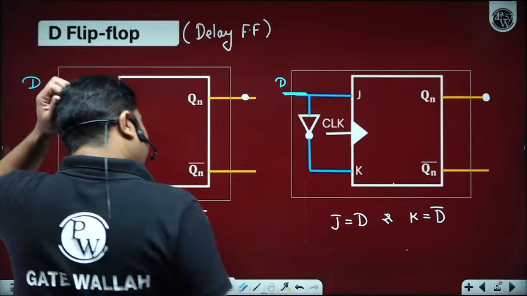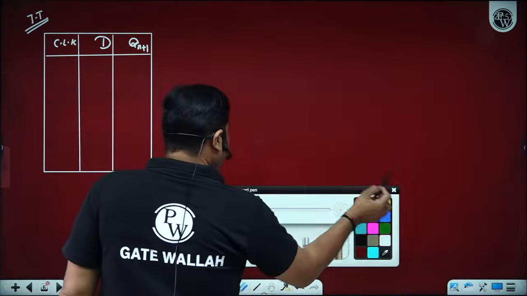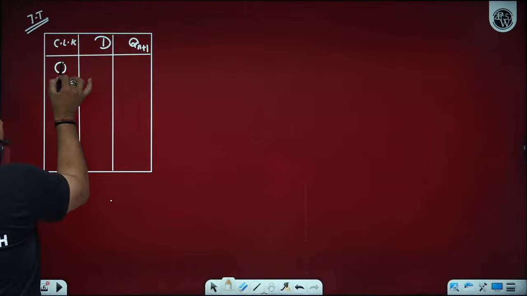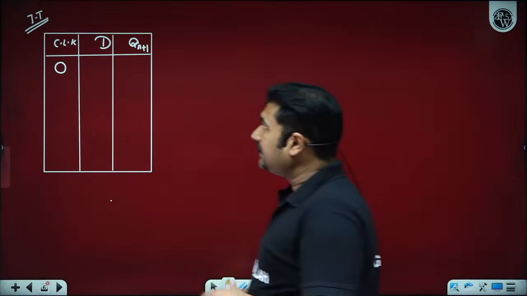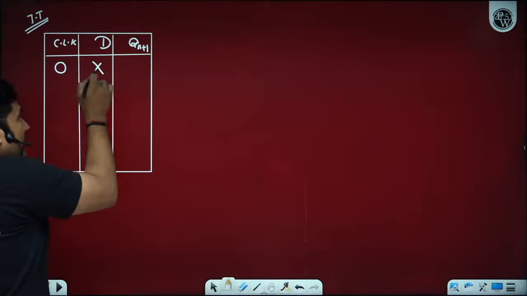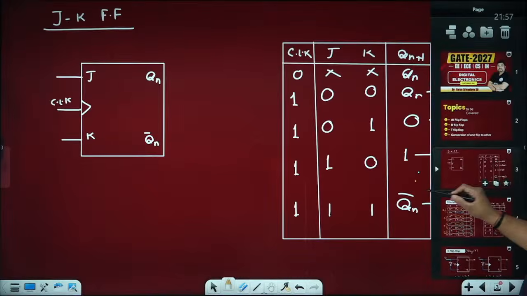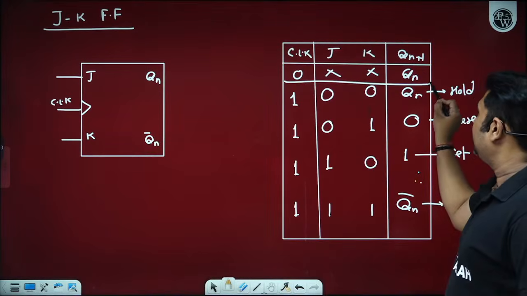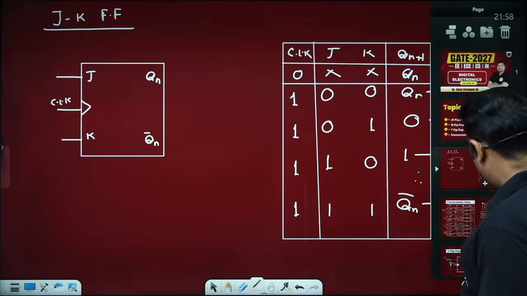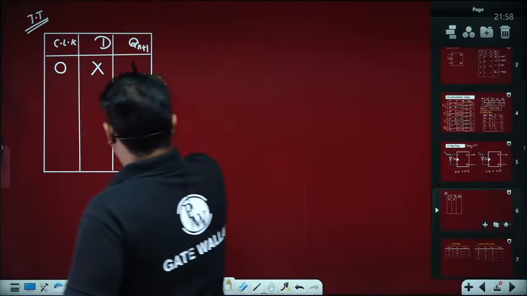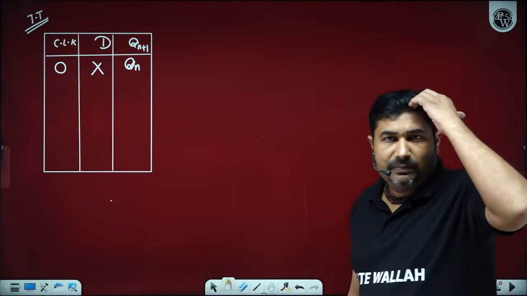Now please observe here. J equals D and K equals D bar. In case the clock is not in transition from 0 to 1 in a positive edge triggered circuit, then irrespective of the input applied to J and K, the output will remain in the previous state only. We can say that until there is a clock, there is no change in the output data of the flip-flop. Is it okay?